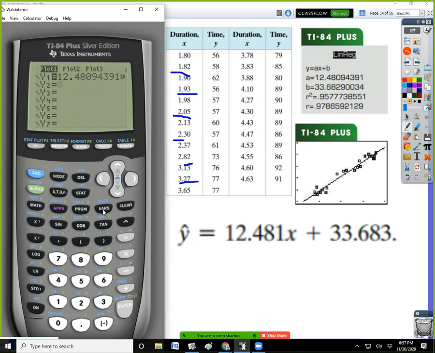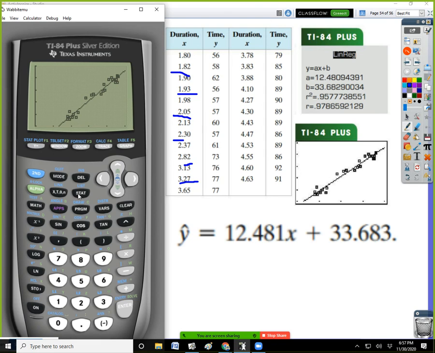Notice it goes 12.4809. If I'm trying to round it to a couple decimal places, I'll change that to a 1, and then hit delete until I get right before the X. Then over here, 33.68, make that a 3, and delete the rest of these until I get down to my regular thing. Now if I graph it, you'll see my line going straight through that graph.